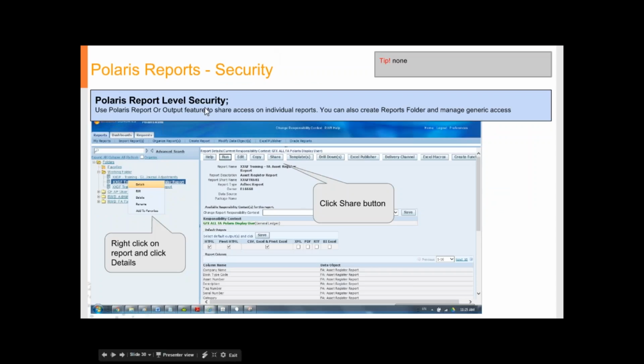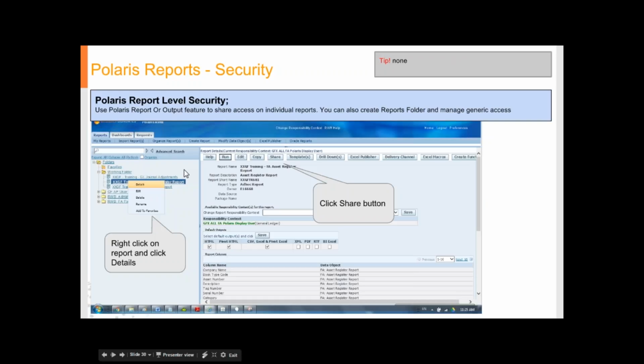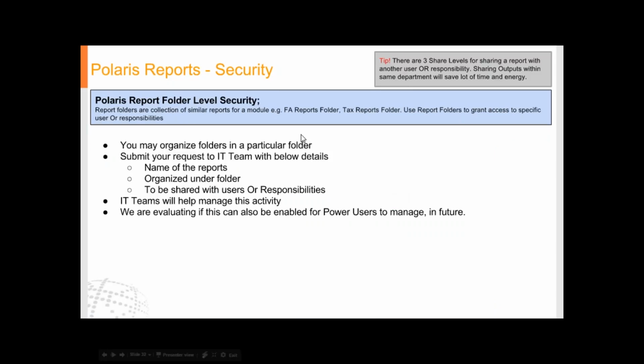All right, so that's about Polaris security at a report level. Remember, we are talking about report level security. You control the report level access since you are the owner of the report. Now, the next topic is basically the same. I mentioned that you can share the report at a responsibility level. This is the explanation about each share level, which is described over here. For your training references, you can use this.